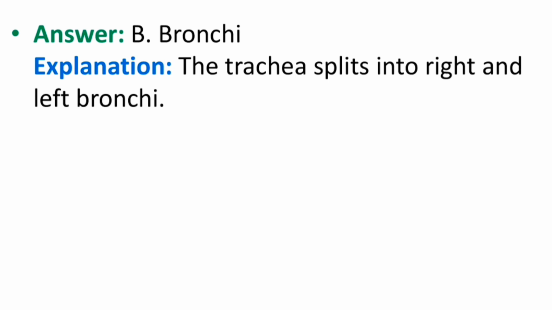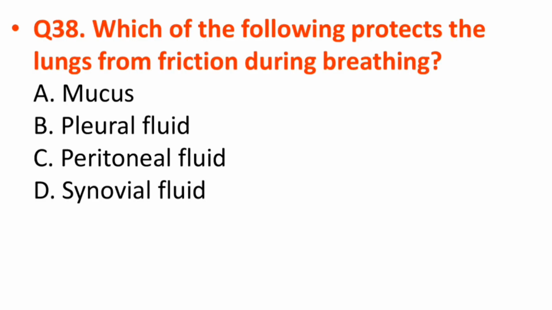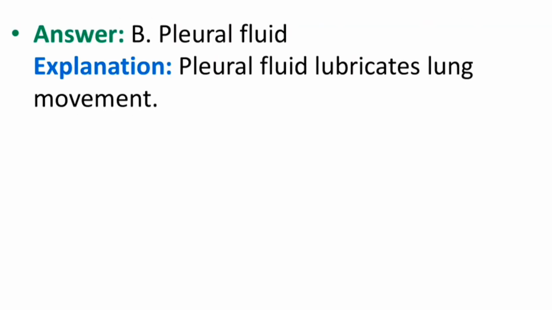Next question. Which of the following protects lungs from friction during breathing? Option A mucus, option B pleural fluid, option C peritoneal fluid, option D synovial fluid. The correct answer is option B pleural fluid. Pleural fluid lubricates lung movement.